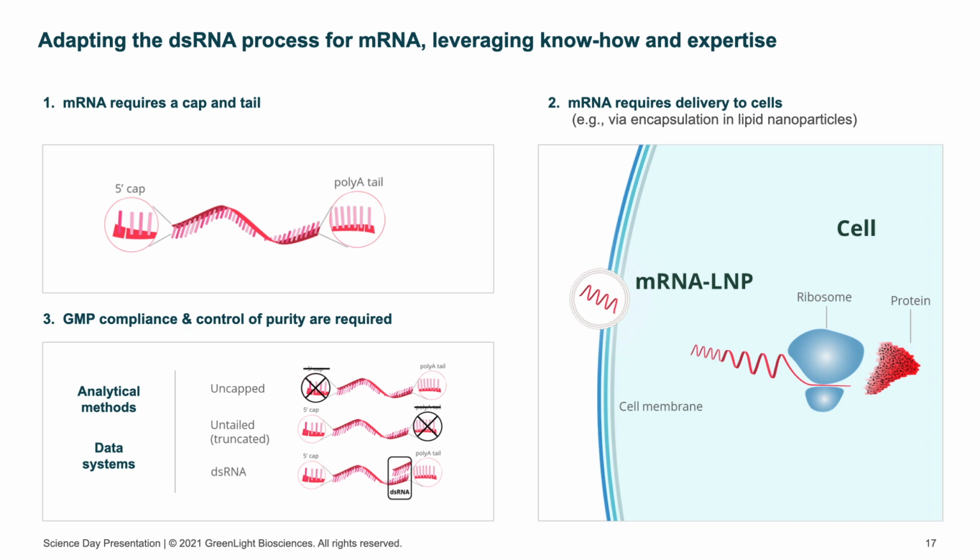And finally, this material is going to be administered to patients. And so demonstrating control of purity and GMP compliance is of the utmost importance. So the analytical methods, the data systems that we had, the quality systems that we had in place, we had to step them up even to another level. And we also had to be aware of some of these messenger RNA-related impurities that weren't present in our double-stranded RNA process and how we would manage and control those as part of the product.